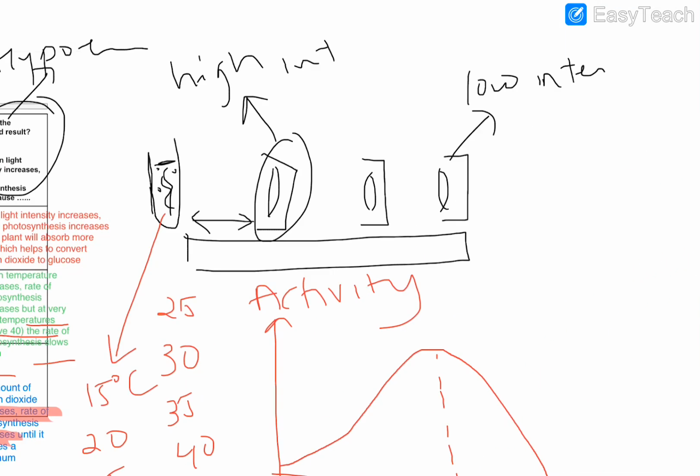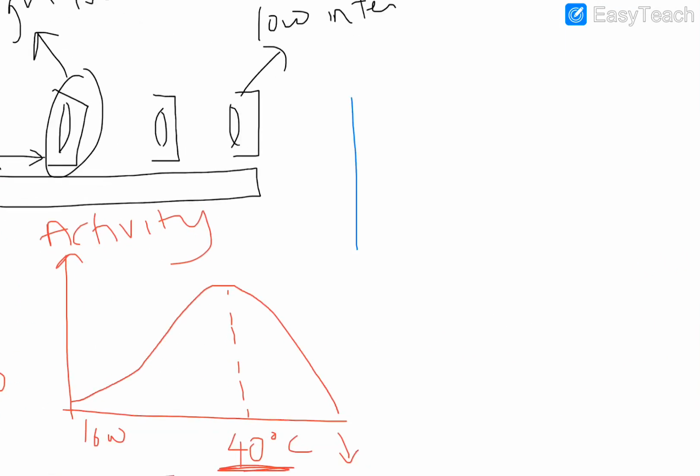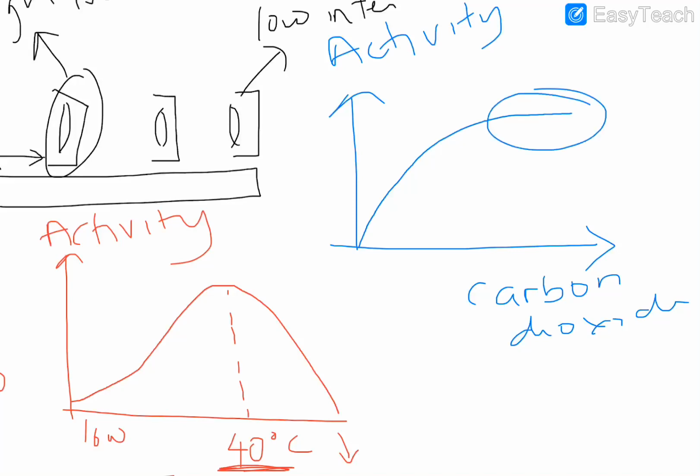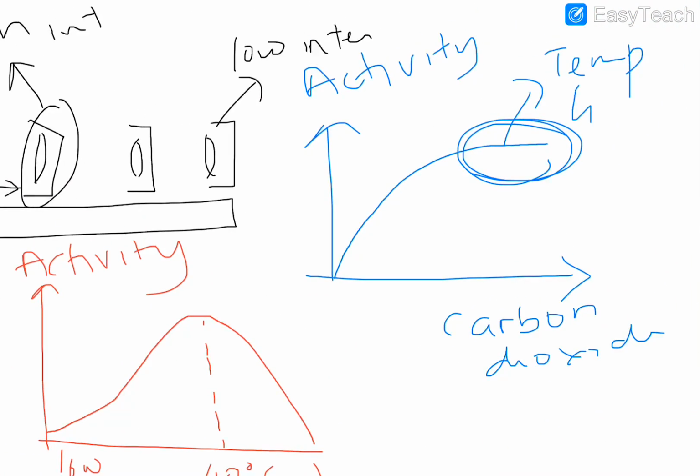So if we see what's going to happen, we can have a graph like that. If we have carbon dioxide being increased, and we have activity, or we'll say photosynthesis, that's going to be volume of gas collected. So it's going to increase until it reaches a maximum. Okay, so that's the maximum that is reached. It's not going to go beyond that because at this point it's either temperature or light that is preventing activity from increasing.